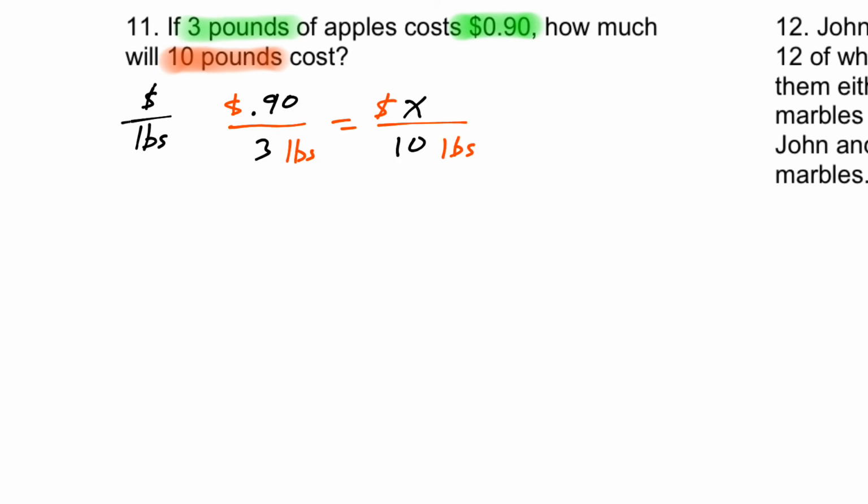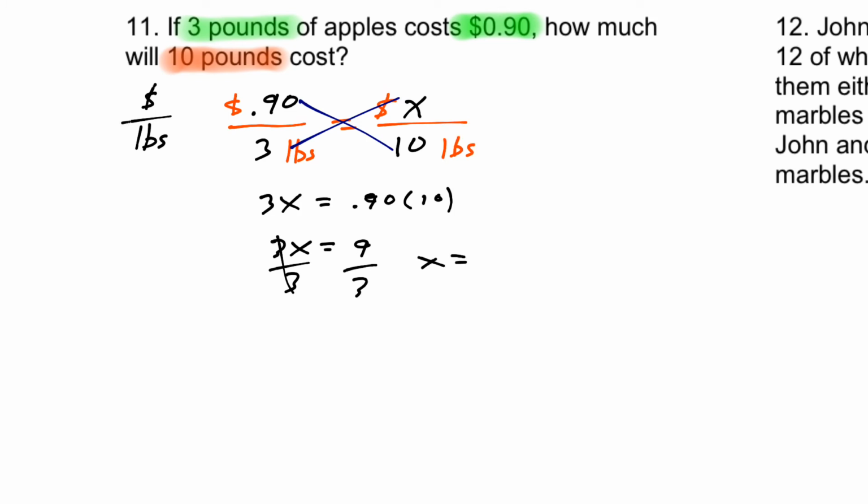We'll do our 2 cross products, just like that, and set them equal. Our first cross product will have 3 times x, so that's 3x, equals, and then our other cross product will have 0.90 times 10. Well, that'll give us 3x is equal to 0.90 or 90/100 times 10, that's just 9. And then we'll just divide both sides by 3, and we will get x equals 3.